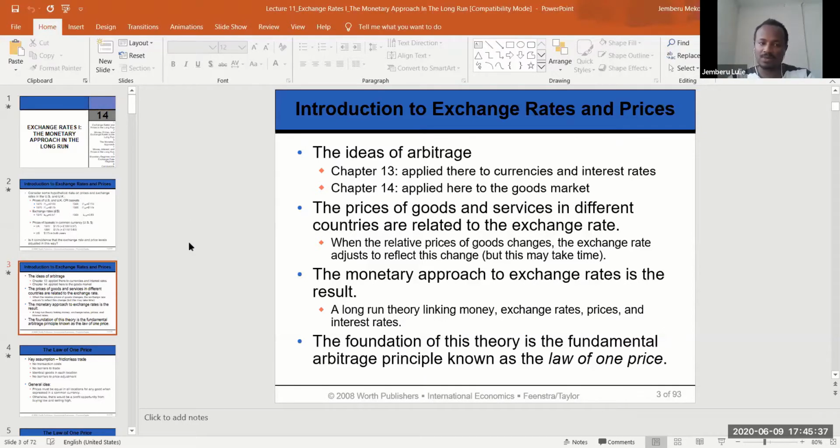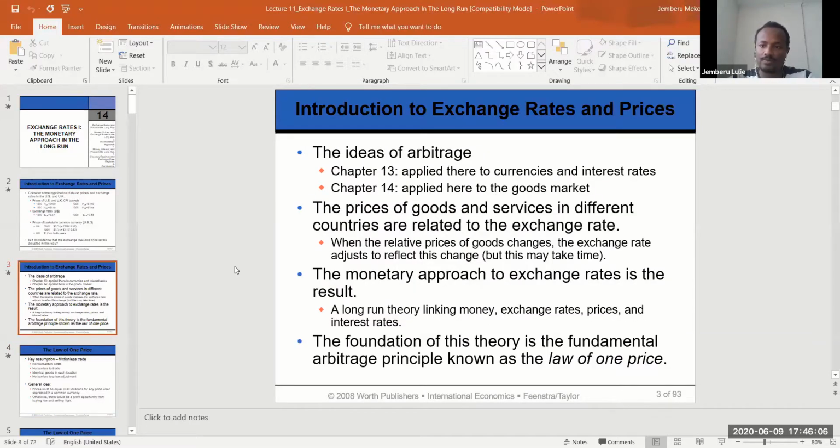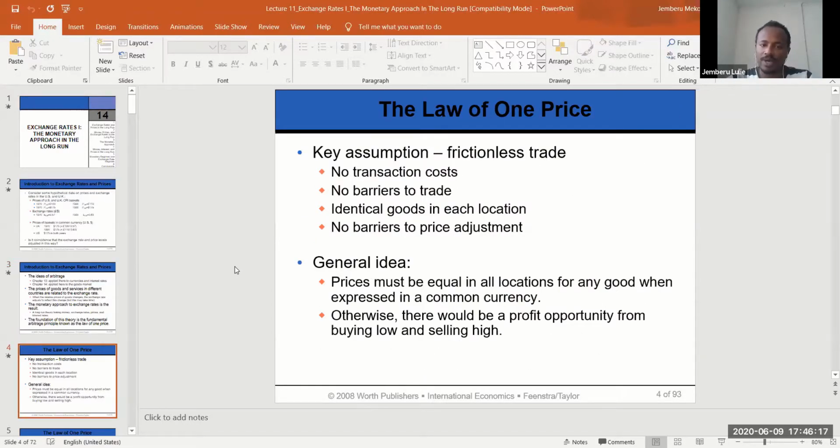We start from this principle, which is called the law of one price. In order to link money, exchange rate, price and interest rate, we begin from the fundamental arbitrage principle known as the law of one price. Let me define it. This is a fundamental concept on which we will base the money, exchange rate, price and interest rate relationship. What does the law of one price say? Assume there is no transaction cost.